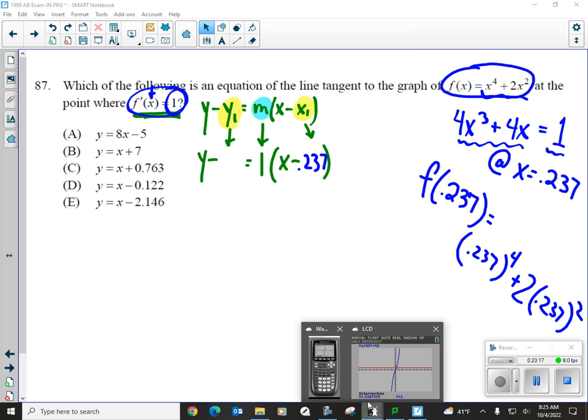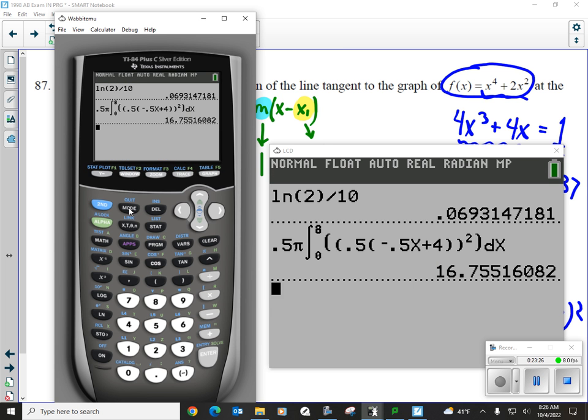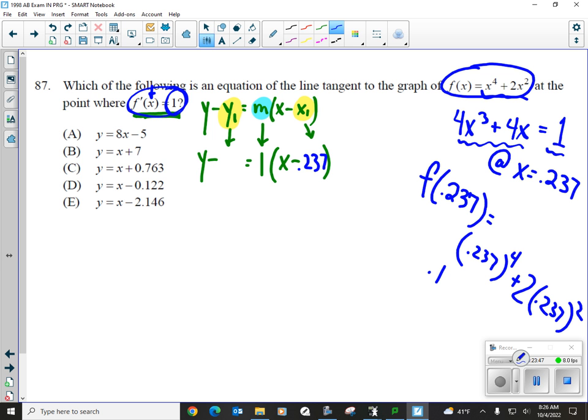In my calculator, you'll notice down here, it automatically stores that value into x. So when I hit x, that's my value. So I can literally put x to the 4th plus 2x squared, and in for x is that long decimal that we rounded to 0.237. 0.115. Let's call that 0.115. That's my y.